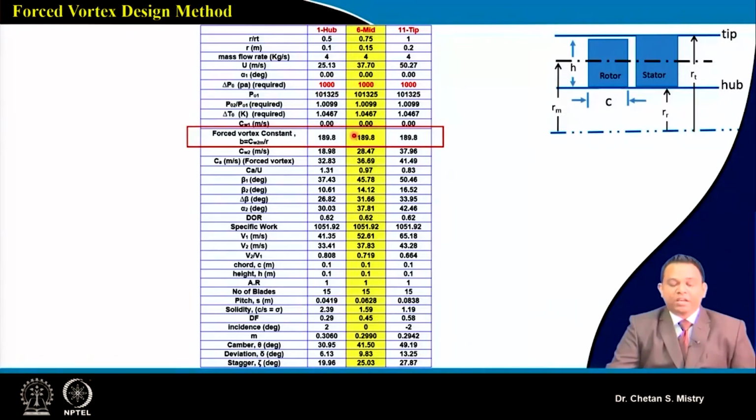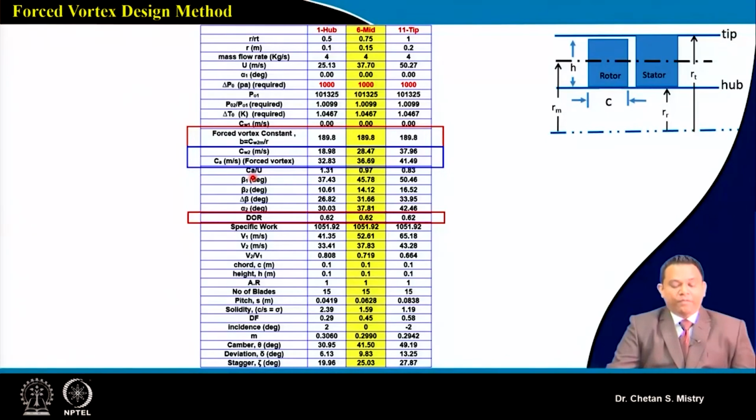If we are comparing here, we have opted for the forced vortex concept, and because of this forced vortex, we will have our variation of CW2 based on our constant. Because of the variation of my CW2 and this forced vortex, my axial velocity is going to change. At the same time, my C by U number is also changing because my axial velocity at the hub is changing, and my axial velocity at the tip is changing.